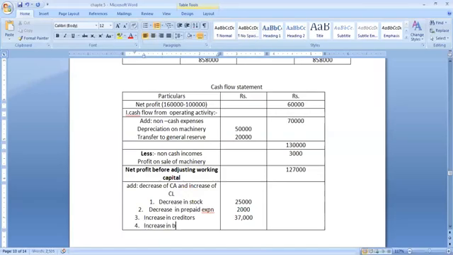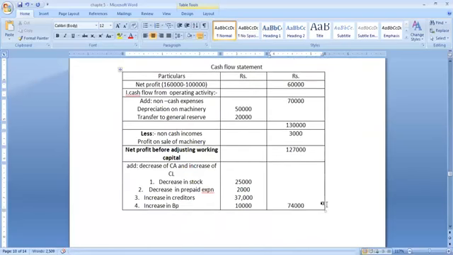Then increase in bills payable. So what is the value of bills payable increase? It is 10,000. So totally what will the value be? It is 74,000. Now 1,27,000, add 74,000 to it. You will get 2,01,000.